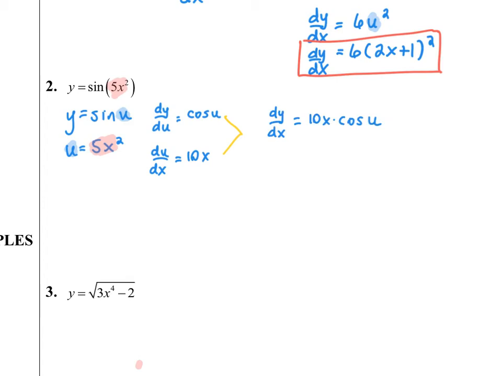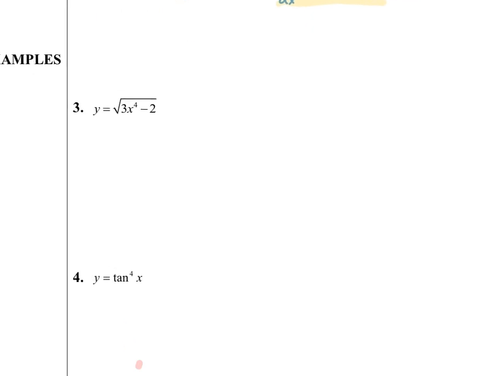And then if I'm looking for dy dx, that means that I need my equation here expressed in terms of x, so I have to go back and do something with that u. So I look back here at the beginning and I see that that u was originally defined as 5x squared, so I'm going to put that 5x squared back in. And that gives me my derivative here. So we'll just repeat this procedure for number 3.